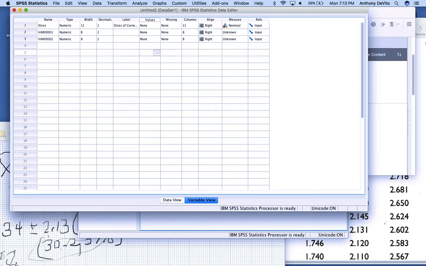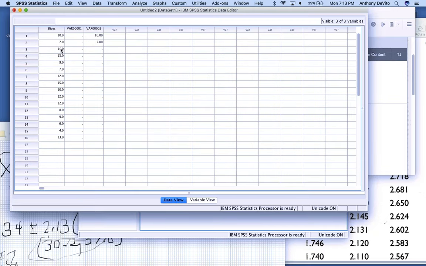Slices of corned beef. And all the rest of this, it's not a nominal variable. It's guessing it's a nominal variable because it sees only integers. It really isn't a nominal variable. It's a scalar or numerical variable. Okay, so I need to change that so SPSS handles it correctly. Okay, so I've changed that. I'm going to go back to the data view, and you'll see that it changed to slices, right? The variable name.